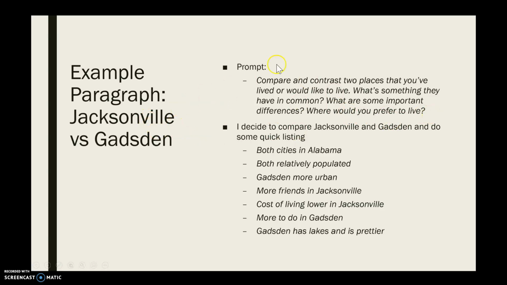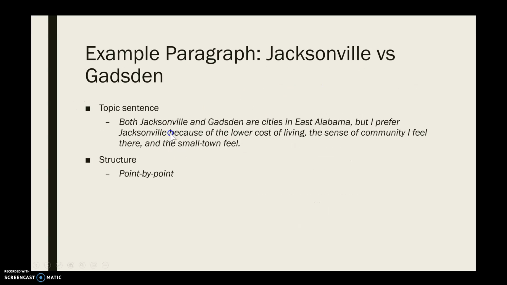So I've looked at that, and now I want to do some quick comparisons between Jacksonville and Gadsden with just a quick list. They're both cities in Alabama that are relatively populated. Gadsden's more urban. I have more friends in Jacksonville. The cost of living is lower in Jacksonville, but there's more to do in Gadsden. And Gadsden has lakes and some prettier areas. Jacksonville also has some really pretty areas though too. So now let's go ahead and make my topic sentence.